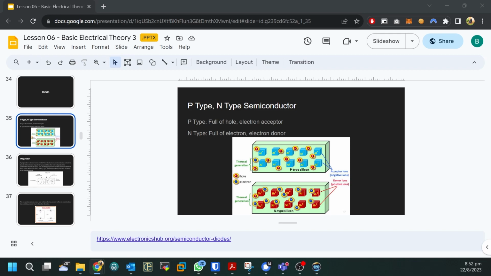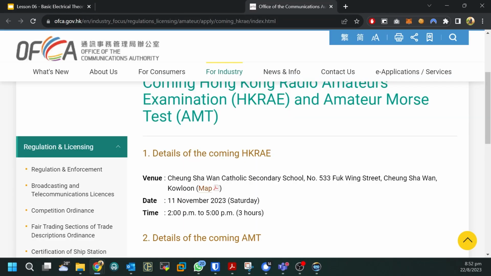Let me go back home and have a quick check. I will provide the link to you later, because I forgot it. But when I did the registration, I found that the link is quite hidden. You don't know where the link actually is. It's not in this page. This page is talking about when the exam is to be held, but this link does not provide information for you to apply for the exam.